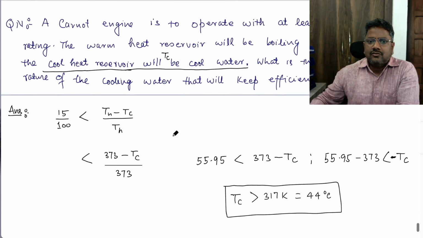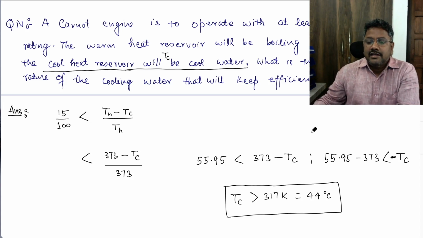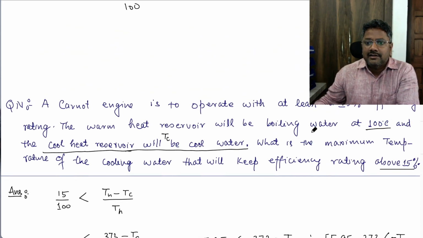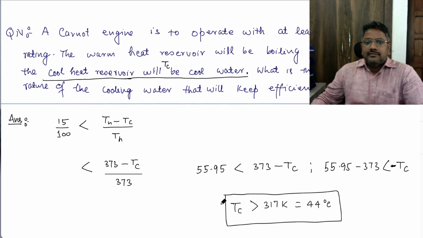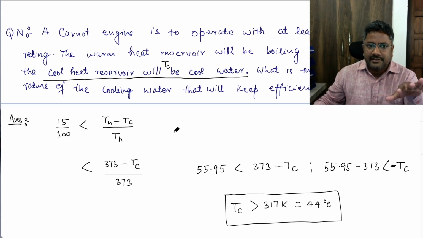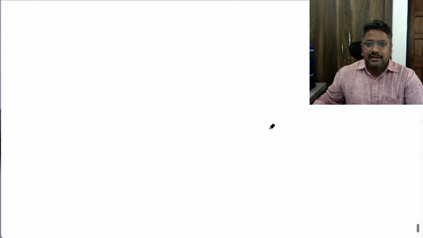So the temperature of that cold reservoir should be greater than 44 degrees Celsius, but not less than 44 degrees Celsius. If the temperature of the cold reservoir is less, then efficiency will be less than 15%, right? So the minimum efficiency should be maintained at 15% when Tc is greater than this. Okay, now come to the next question.